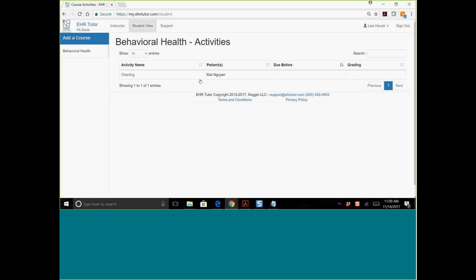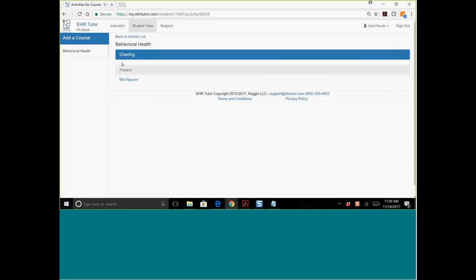And I actually am on my course, and I have an activity called charting. So I'm going to go to my charting activity. If I had instructions, they would appear right here above where it says patient. And my patient or patients that have been connected to this activity would be found down below, sort of like a patient list.